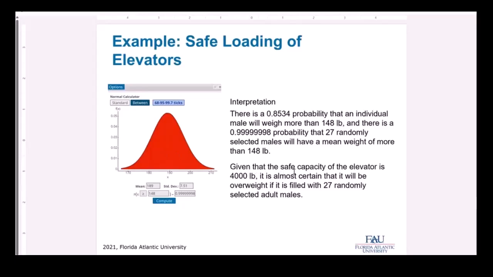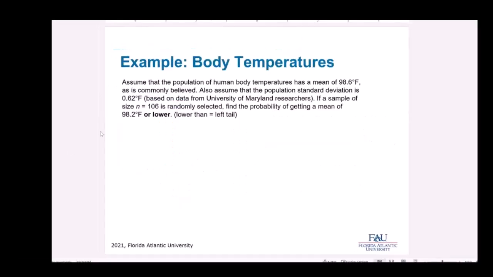Given that the safe capacity of the elevator is 4,000 pounds, it is almost certain that it will be overweight if it is filled with 27 randomly selected adult males. That's important to know. So something went wrong. We should not put safety measures on an elevator that's not safe. Do one more. Let's write things down as we go.